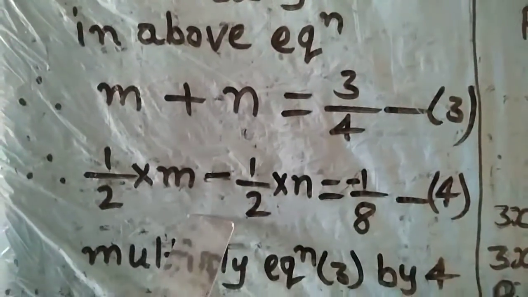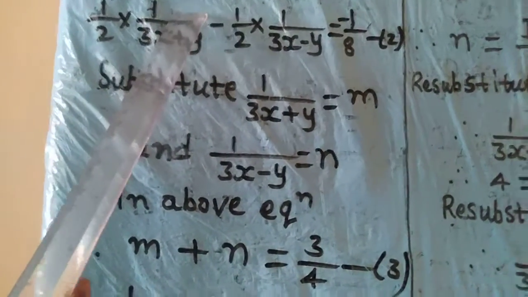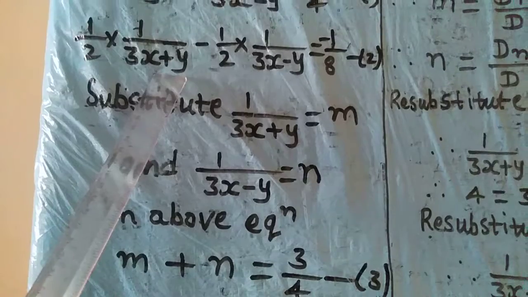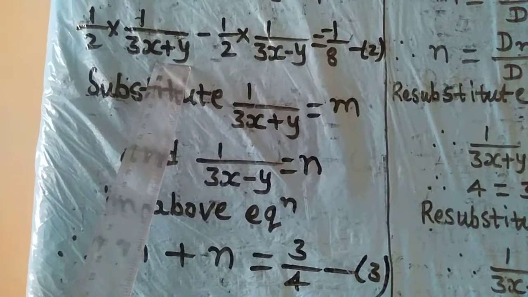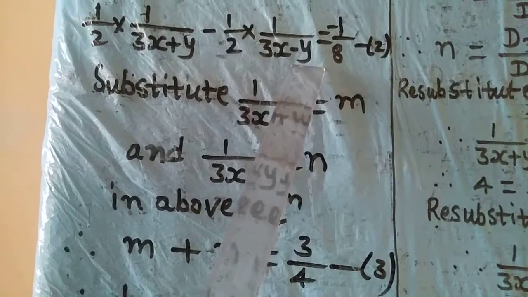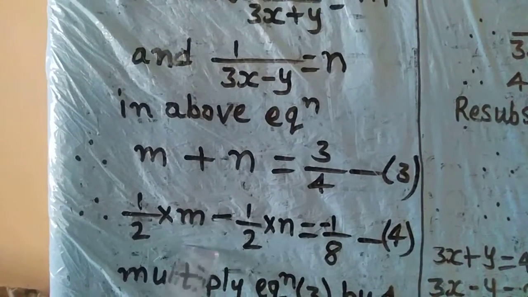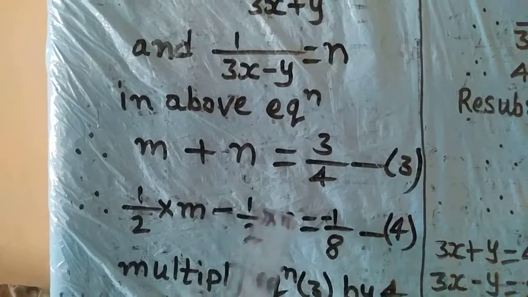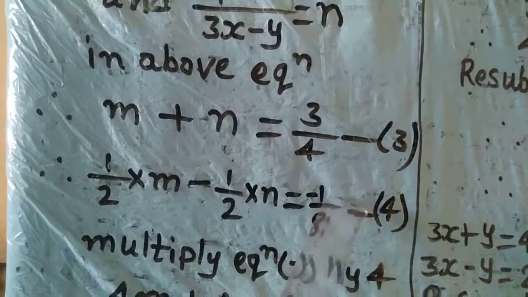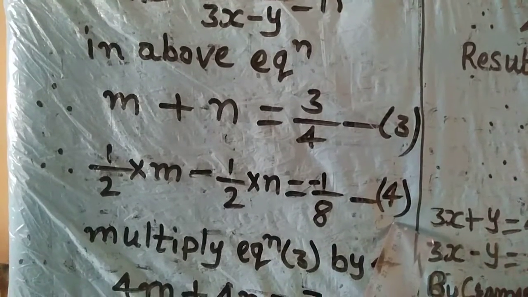Now again see the second equation. In the second equation again we have to put 1 upon 3x plus y as m and 1 upon 3x minus y as n. So equation 2 becomes 1 upon 2 multiplied by m minus 1 upon 2 multiplied by n is equal to minus 1 upon 8. That is your equation 4.